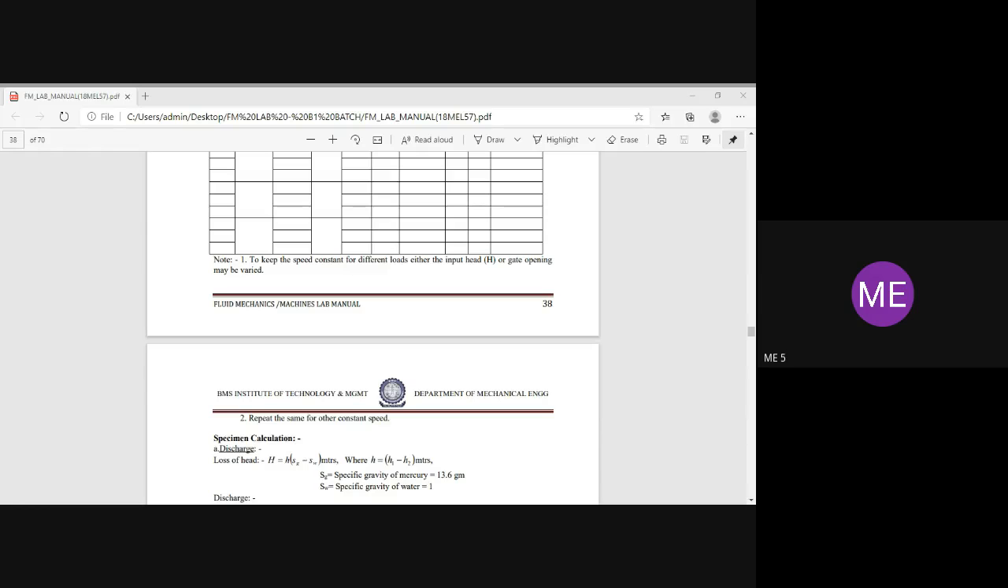Okay, sir. But in the exam, we can get any gate opening, either 180 or 90 degree. In case of constant head, we have four gate openings: 90, 180, 270, and 360. In constant speed also, we have 90, 180, 270, and 360 degree. But in the exam, you can get either constant head or constant speed for any gate opening. Remember, out of this you may get anything.